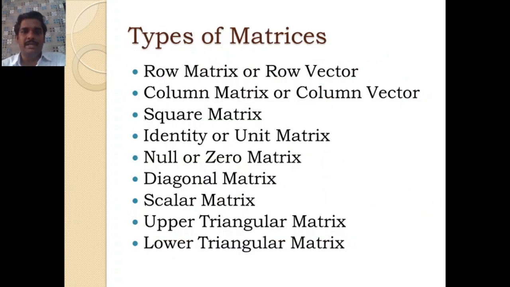Next, let's move on to types of matrices. These are the 9 very important types which we are going to discuss in this session. The first is row matrix, also known as row vector many a time. Second is column matrix, also known as column vector. Third is square matrix. Fourth is identity or unit matrix. Fifth is null or zero matrix. Sixth is diagonal matrix. Seventh is scalar matrix. Eighth is upper triangular, and ninth is lower triangular matrix. These are the 9 types which we are going to discuss in this session.